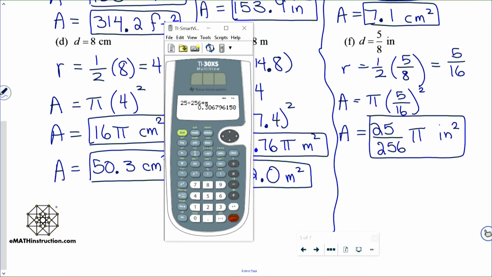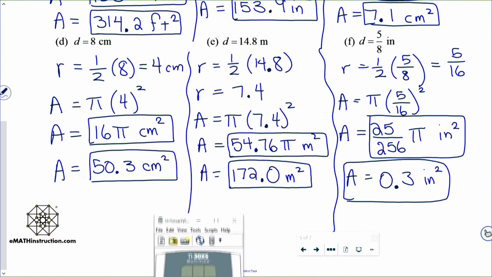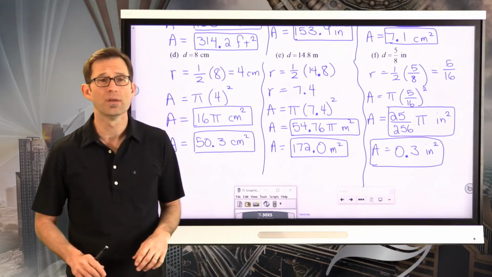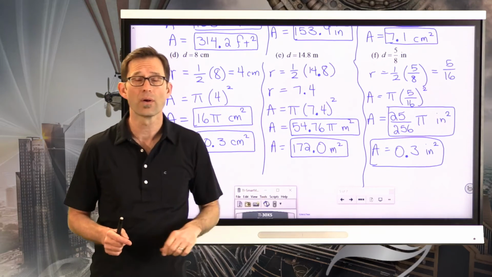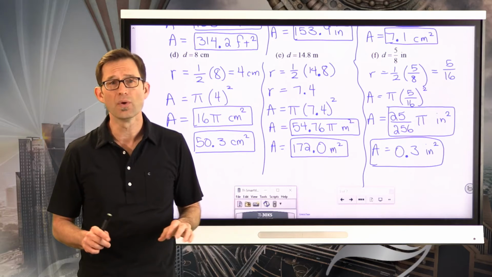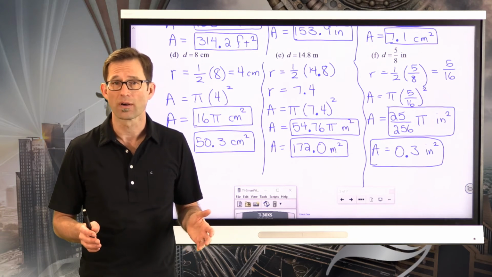And that gives me an area, rounded to the nearest tenth, mind you, of 0.3 square inches. Teeny tiny area. And that makes sense because honestly, the radius is quite small, right? 5/8 of an inch is a radius that's less than an inch. The numerator is less than the denominator. It's actually a radius that's pretty close to 1/2, all right? And then when we square it, it gets even smaller.